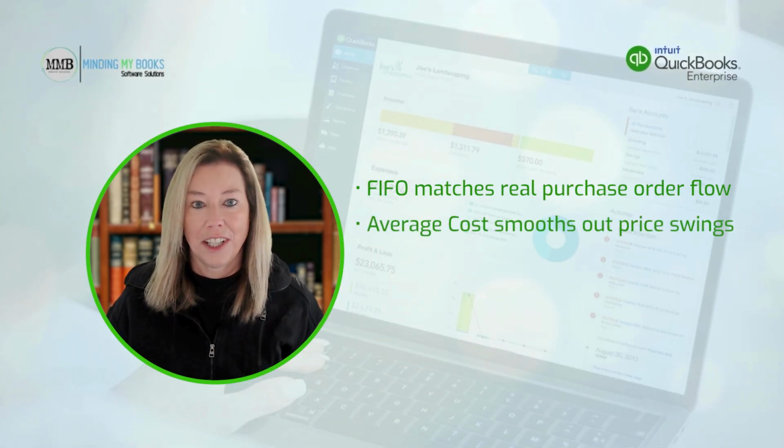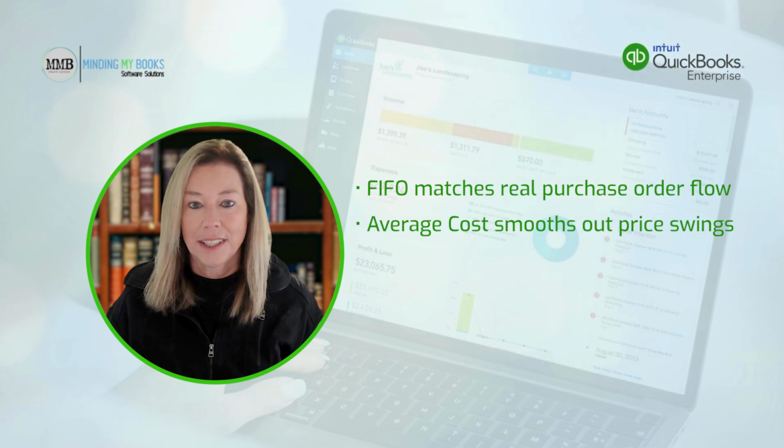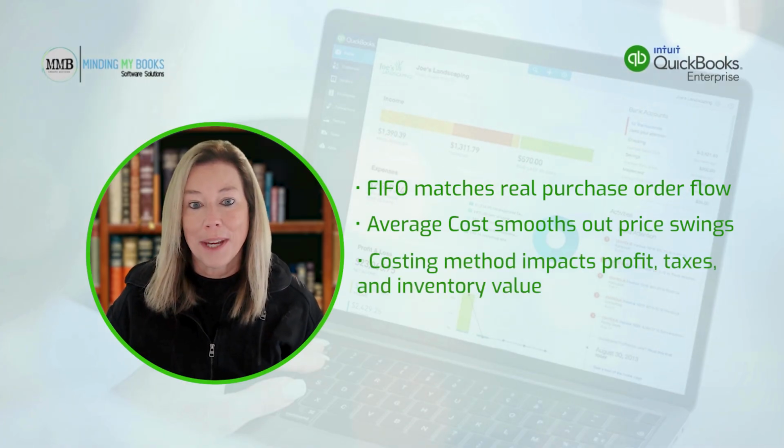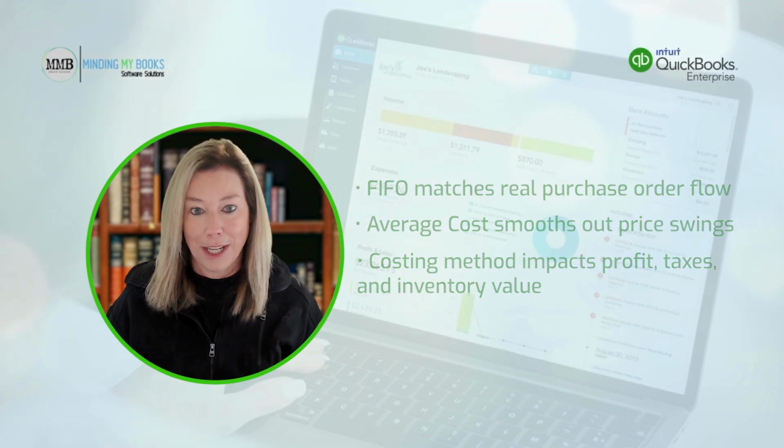Average Cost, on the other hand, smooths out price swings such as sudden market changes like COVID or tariff price spikes. And here's the big takeaway. Your costing method affects your profit, your taxes, and your inventory value.